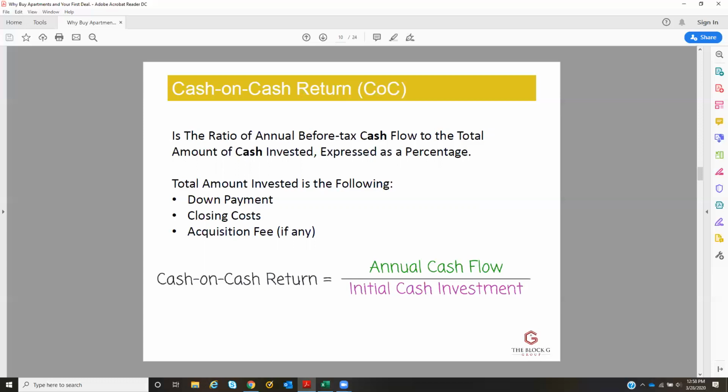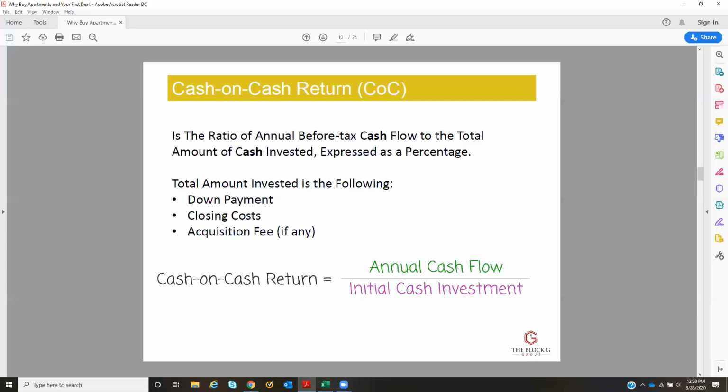I'm looking at the before-tax cash flow relative to the total amount of money I had to invest. Now, this is where some people get confused. They think, oh, just the down payment. Well, not really, because you also have other parts to that. You also have the closing costs. And on some of these buildings that are in the millions and millions of dollars, those can be hundreds of thousands or $100 million because of the closing costs involved. Well, that's still money you have to come up with. You still have to raise that money and pay that money. So that needs to be in this calculation too, as well as an acquisition fee.